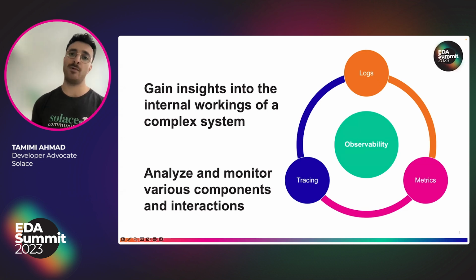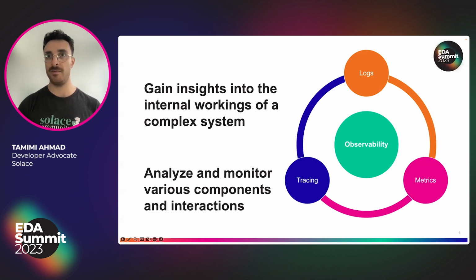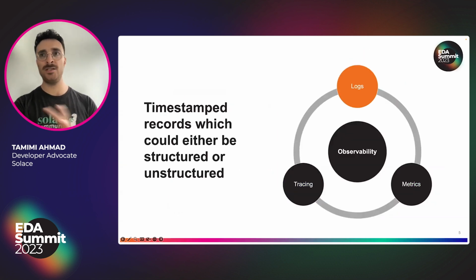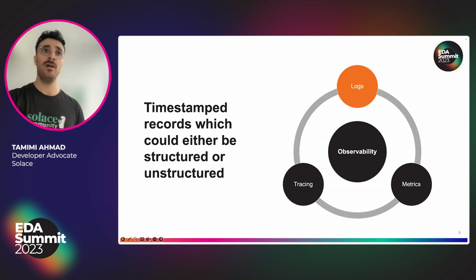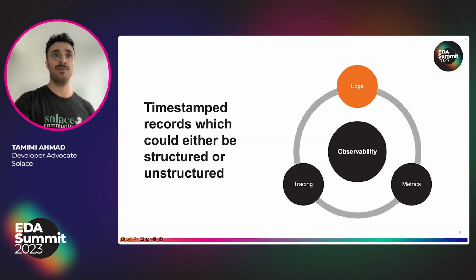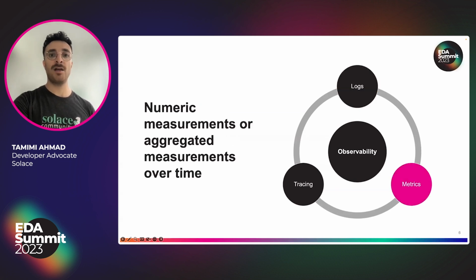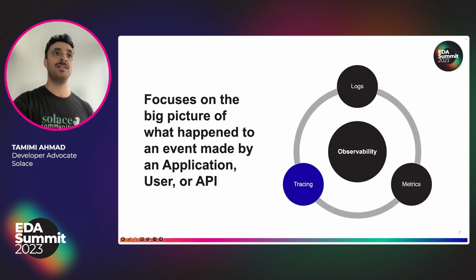From an observability standpoint, there are three different pillars: logs, metrics, and tracing. At a high level, logs are time-stamped records, which could either be structured or unstructured. Metrics are numeric measurements, such as percent CPU usage in your system, or aggregated measurements over time, such as the count of the number of events. And tracing focuses on the big picture of what happened to an event made by an application, user, or API.